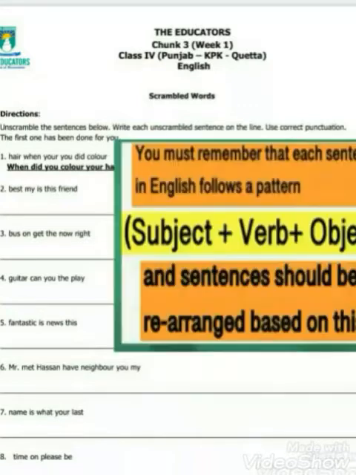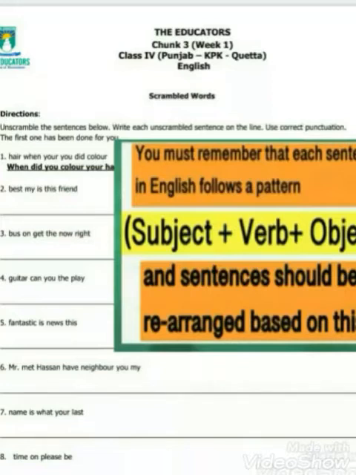Today we will do an exercise and that is jumbled words. We will rearrange the words and make a complete sentence. Remember the capital letter and a punctuation mark at the end of a sentence. Okay students, so first we will learn how we can unscramble the sentences.